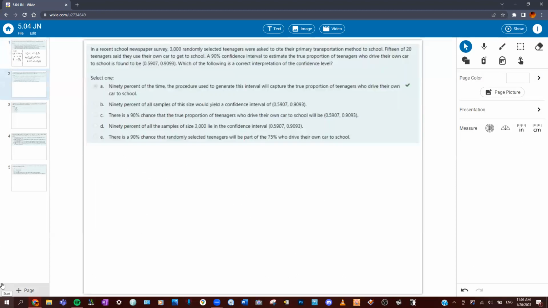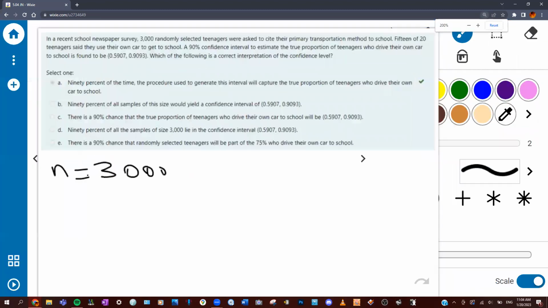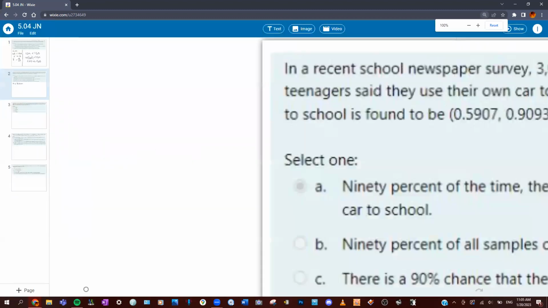Okay, so here we have a survey of 3,000 randomly selected teenagers. So let's just say n equals 3,000. It's not that easy to write small on this, so let's see.